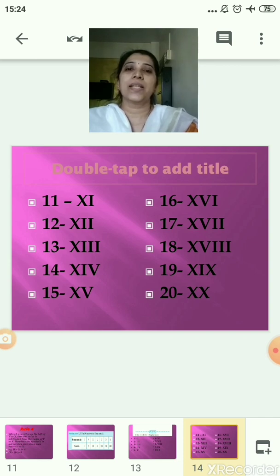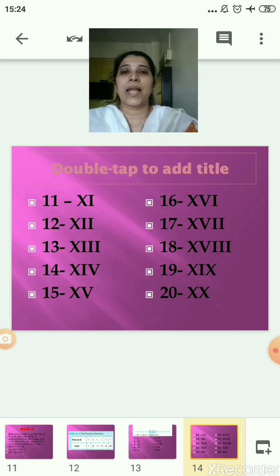For 15, you will write the capital letter X and then capital letter V. For 16, you will write the capital letter X, capital letter V and capital letter I. For 17, you will write the capital letter X, capital letter V and then capital letter I 2 times. For 18, you will write the capital letter X, capital letter V, and 3 times capital letter I.